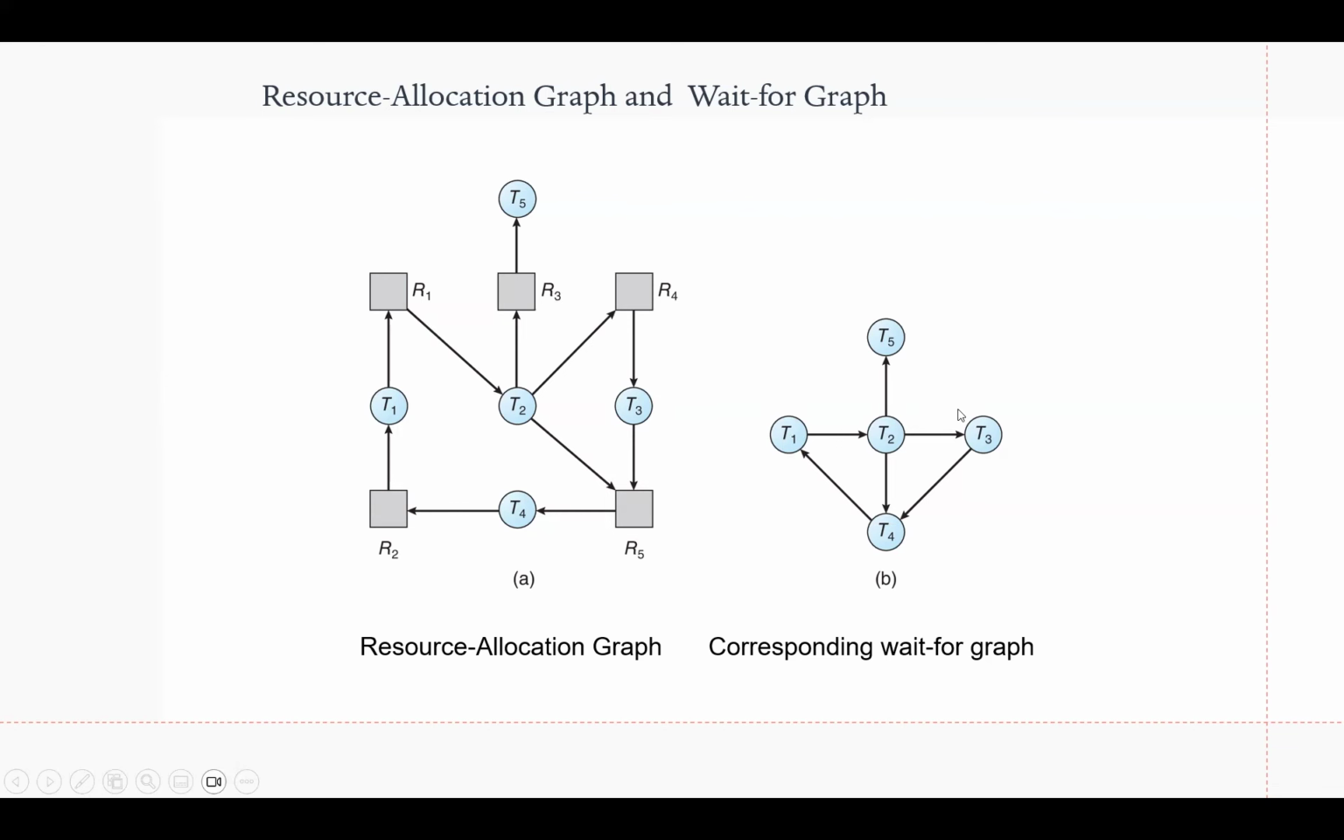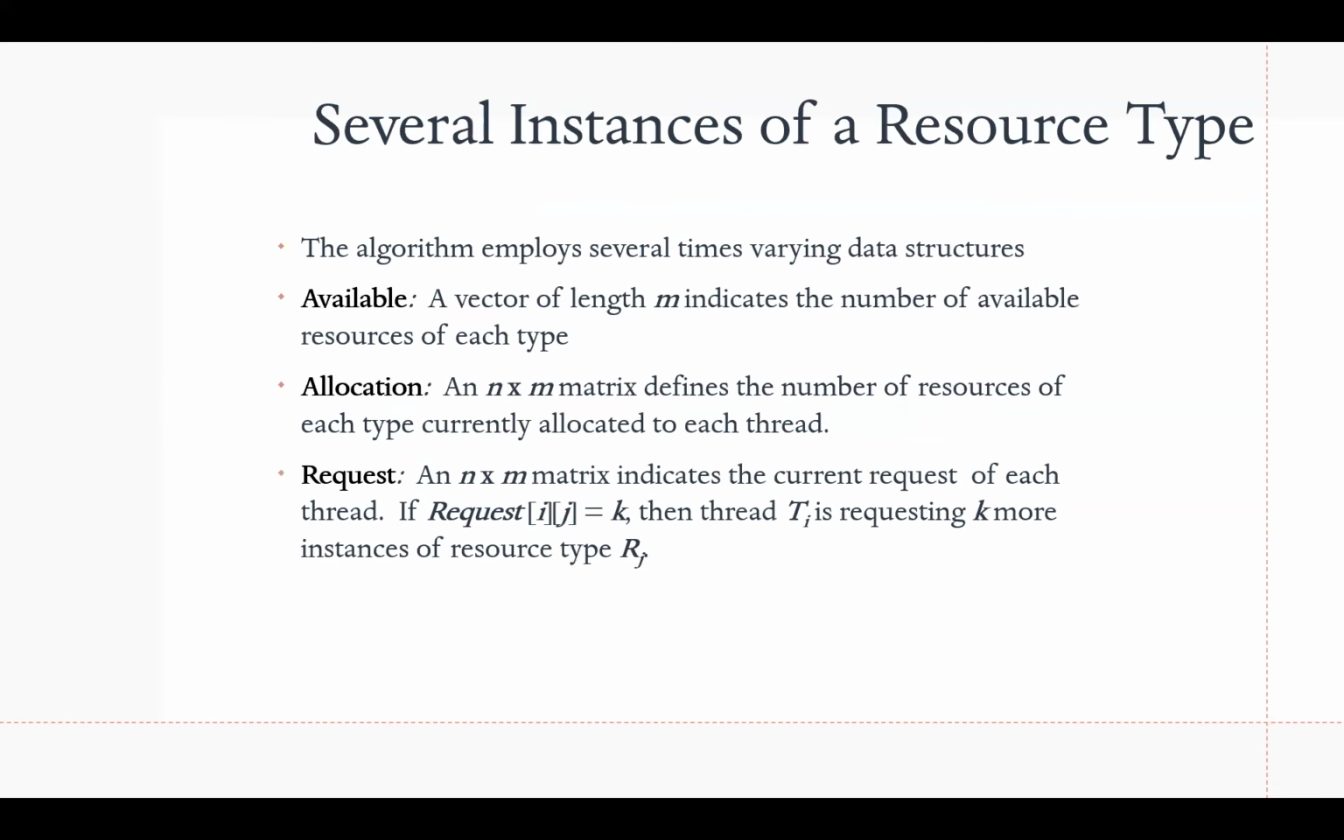Now we'll see the second method, for when there are several instances of a resource type. This algorithm employs several time-varying data structures. Which data structures does it use? It uses Available. Available is a vector of length m that indicates the number of available resources of each type.